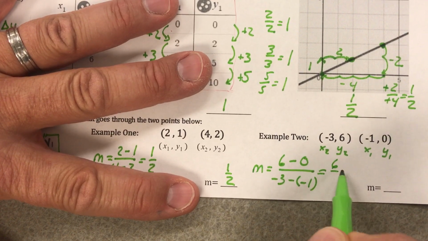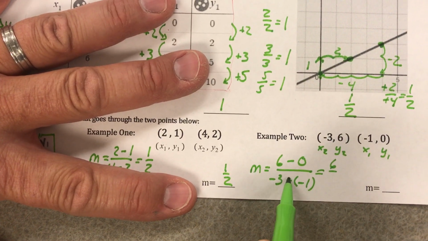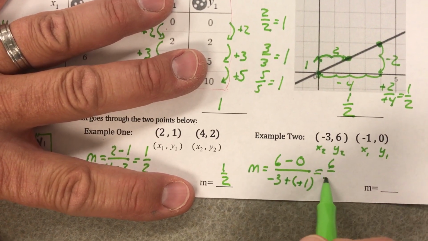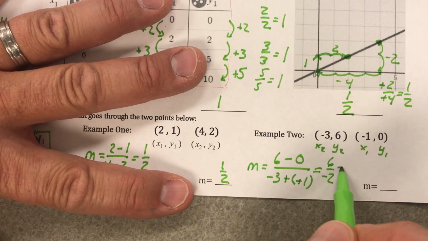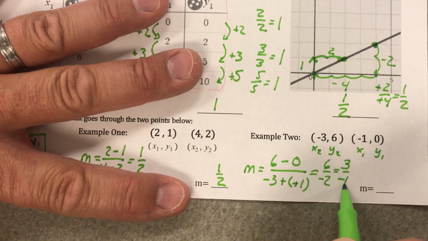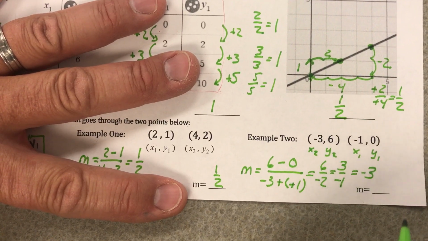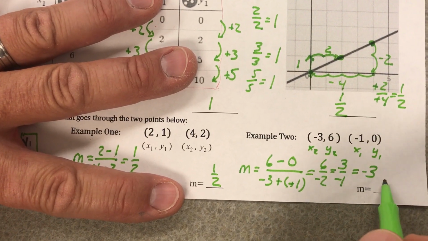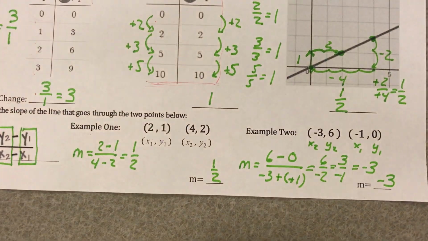6 minus 0 is 6. Minus a negative becomes adding. Negative 3 plus 1 is negative 2. This could reduce to 3 over negative 1 or just negative 3 if I'm not worried about having a fraction. So my slope is negative 3.